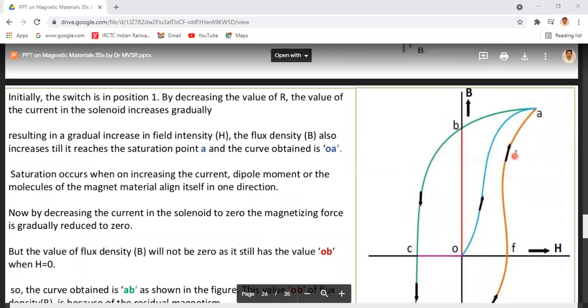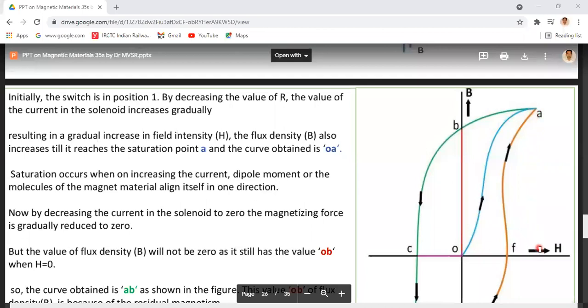So as H, the magnetizing force, is decreased to zero, the magnetic flux density within the material does not follow the same path AO, but it takes another path AB.